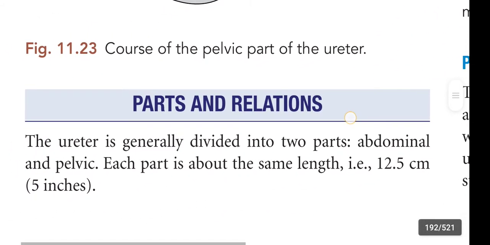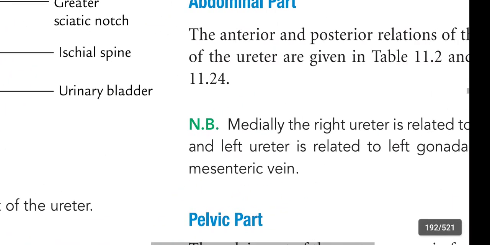Next, coming to the parts and relations. The ureter is generally divided into two parts, abdominal and pelvic part. Each part is about the same size, 12.5 centimeters, 5 inches each part.